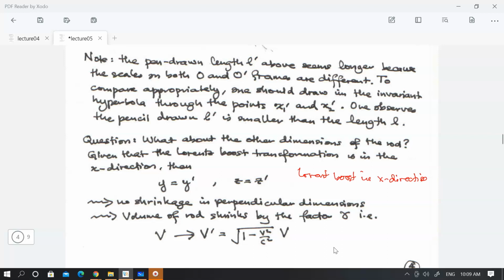Remember the kind of matrix that we're supposed to have. You have something here and then 1, 0, 0, 1, something here, something here, something here. So your y and z don't change when you go to the different frame. So there will be no shrinkage or contraction in the dimensions perpendicular to the x-axis. However, because it's already contracting in the x direction, your volume will change. Even though the other dimensions don't change, the volume actually changes by the same factor that you have seen before.